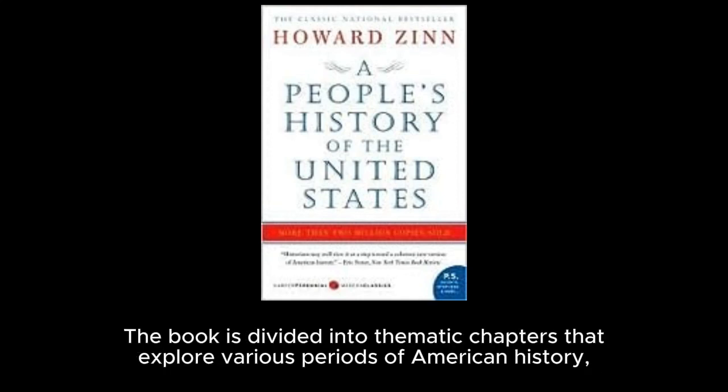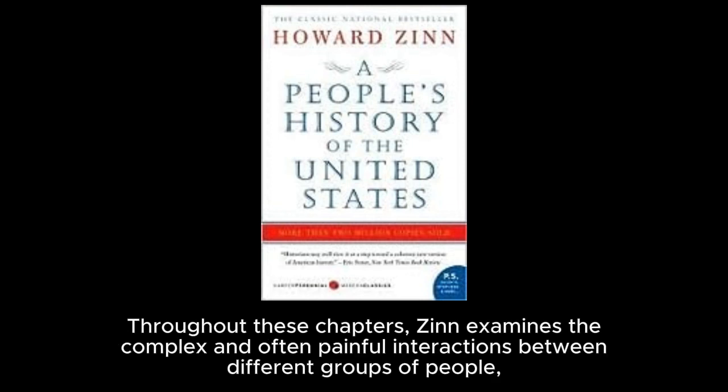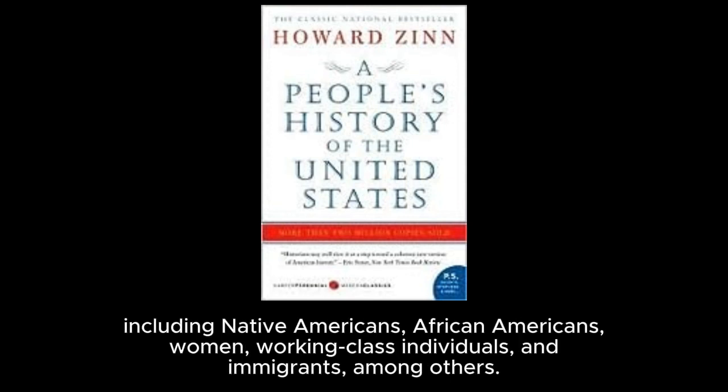story. The book is divided into thematic chapters that explore various periods of American history, from the arrival of Christopher Columbus to the late 20th century. Throughout these chapters, Zinn examines the complex and often painful interactions between different groups of people, including Native Americans, African Americans, women, working-class individuals, and immigrants, among others.